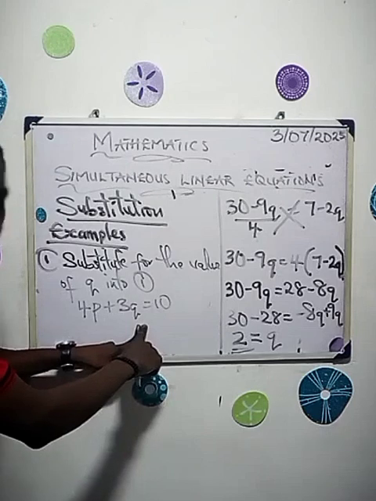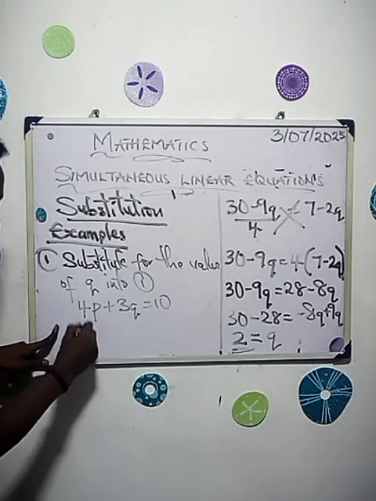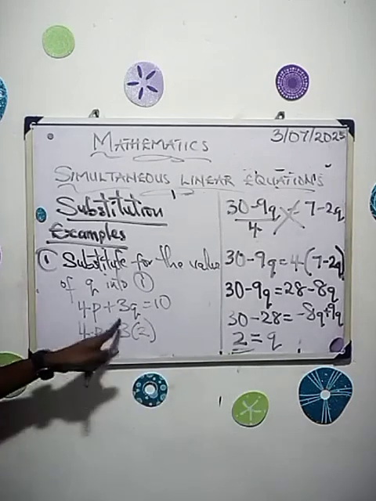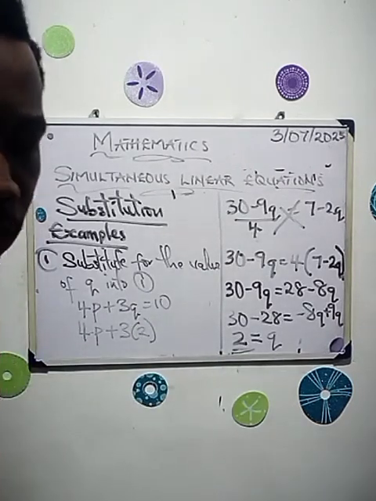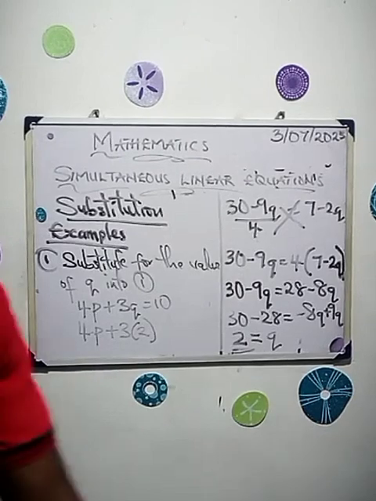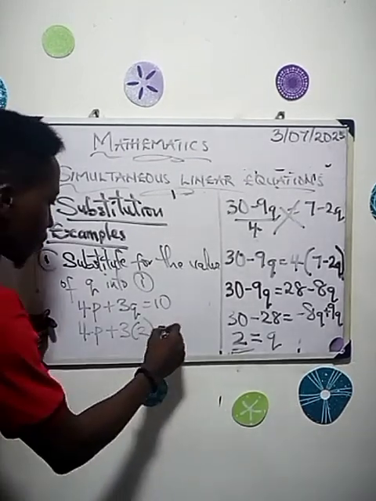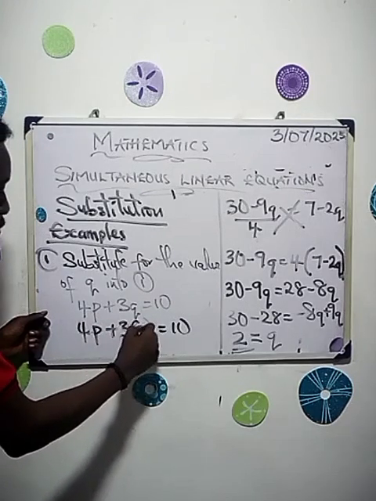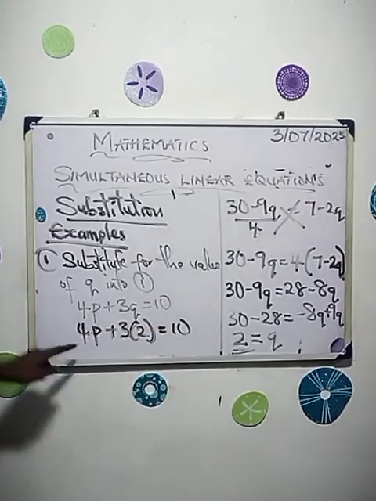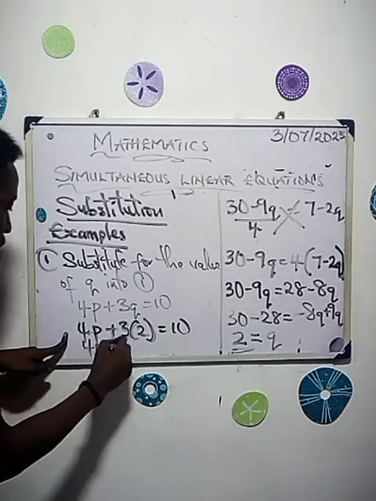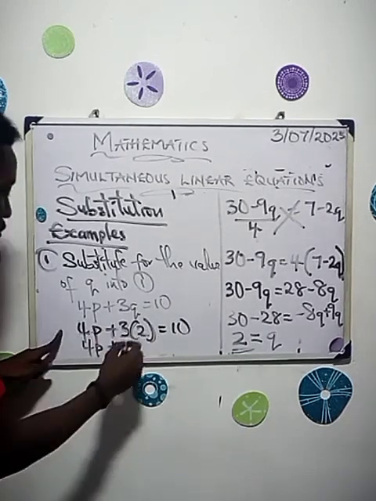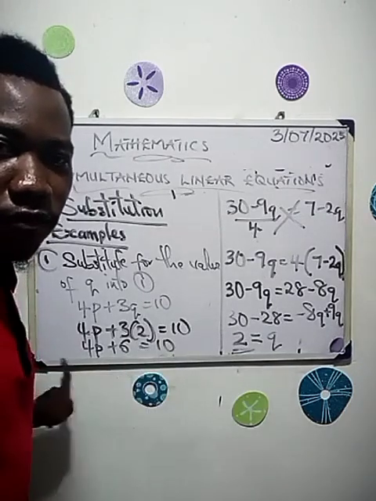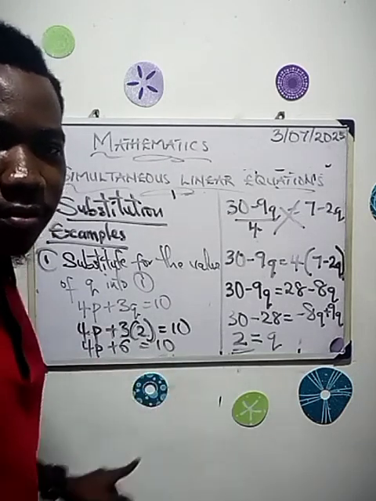So where you have q, put in 2. So that's going to give you 4p plus 3 bracket 2. 3q again means 3 times q, which is 3 times 2 in this case. So equals 10. 4p plus 3 bracket 2 bracket close equals 10. And then you have 4p plus 3 times 2, 6 equals 10. So 4p plus 6 equals 10.